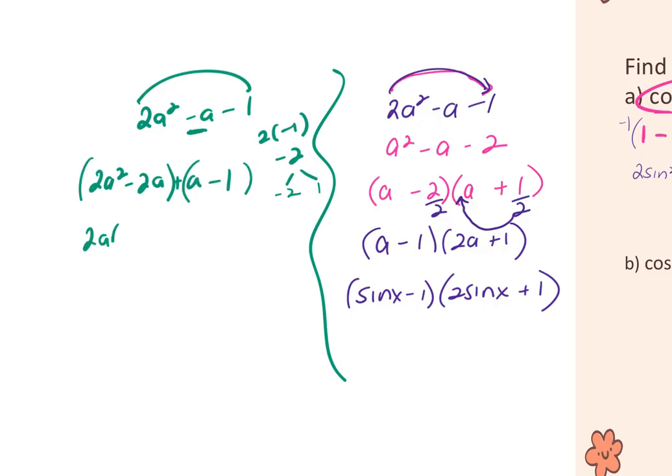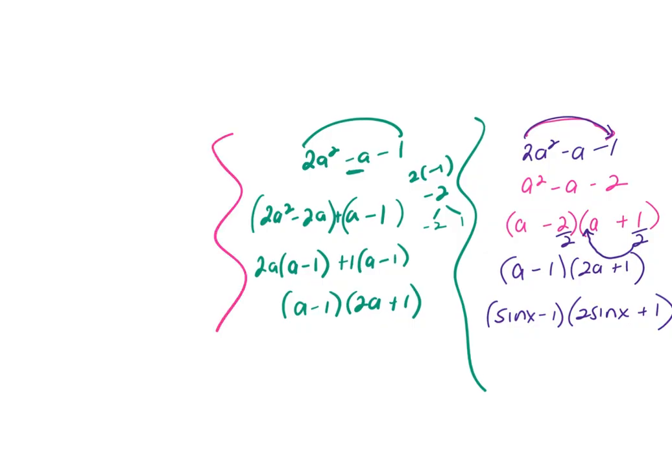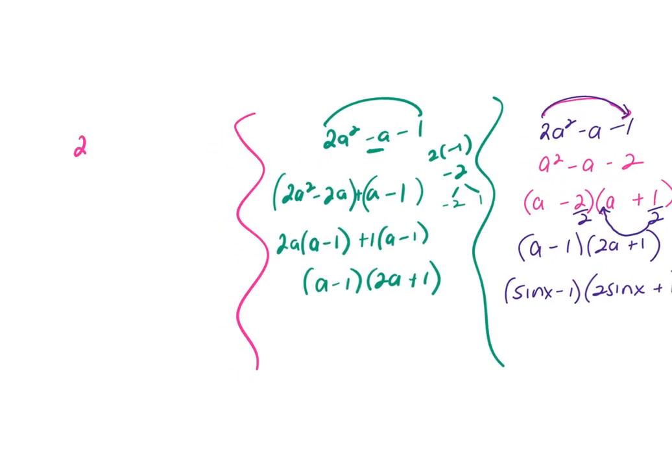Take out a 2a from the first pair, leaving a minus 1, and the other one is already a minus 1, so there's a 1 in the front, and I get (a minus 1)(2a plus 1). How many of you are those people? Okay.